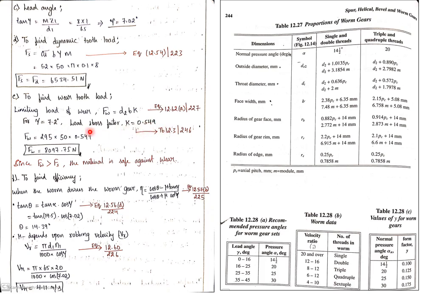Okay, just substitute the value of K here, you will be getting the wear load. But your wear load must always be greater than your dynamic strength. Then only your wear load will be sustained by the gears. Okay. Next is to find the efficiencies.